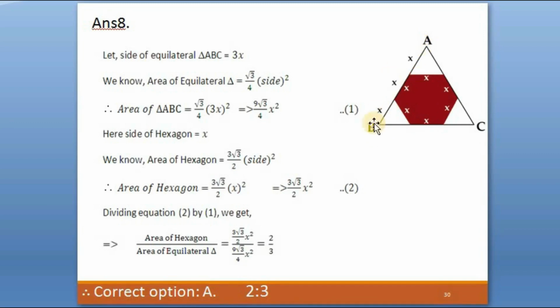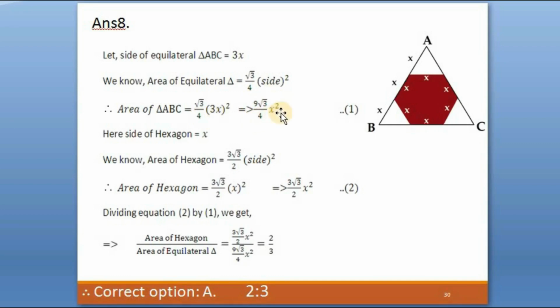And similarly, the hexagon has each side as x. Now, the area of an equilateral triangle is root 3 by 4 times side squared. So this is the formula, and here the side is 3x. So the area of triangle ABC is equal to root 3 by 4 times (3x) whole square. So this comes out as 9 root 3 by 4 x square.